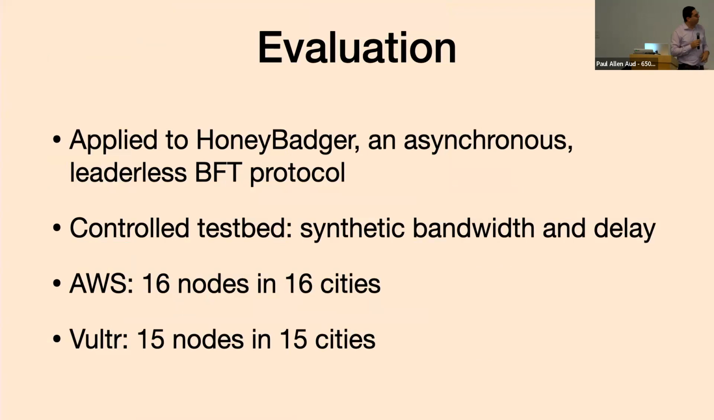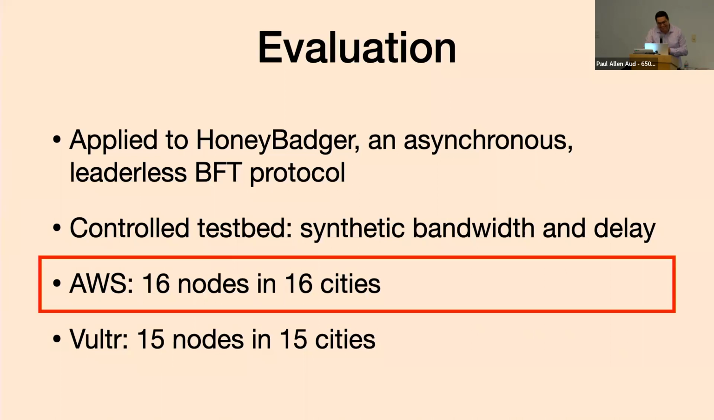We built a system in Go. It's about 8,000, I think, lines of Go. And we've evaluated it in a bunch of different settings: in a controlled test bed where we induced synthetic bandwidth and delay variations across the nodes, and also over in AWS and in a lower cost cloud provider across different regions. And as Alexander said earlier, this cost a ton of money to just get these plots, but it is what it is.